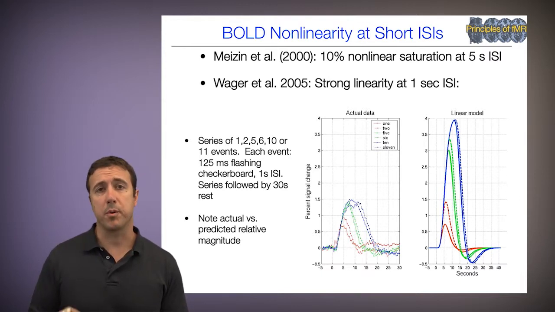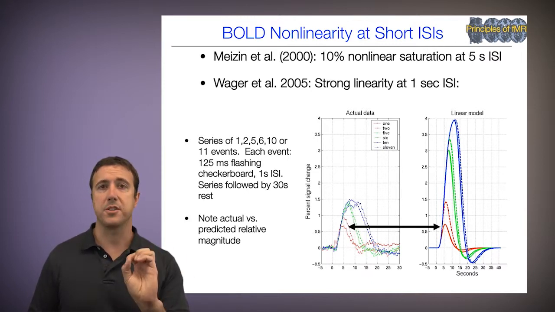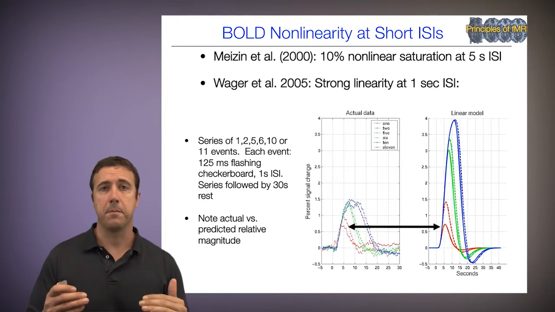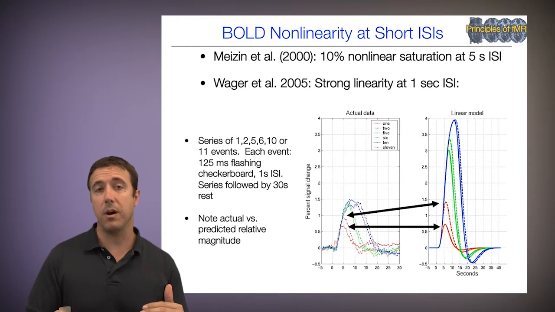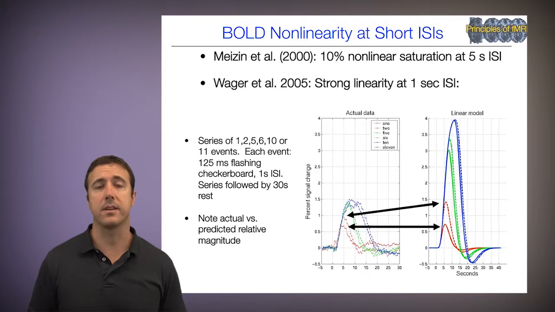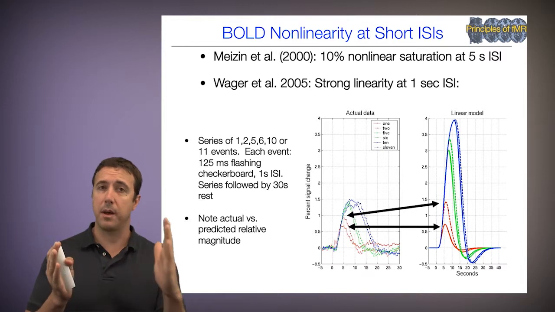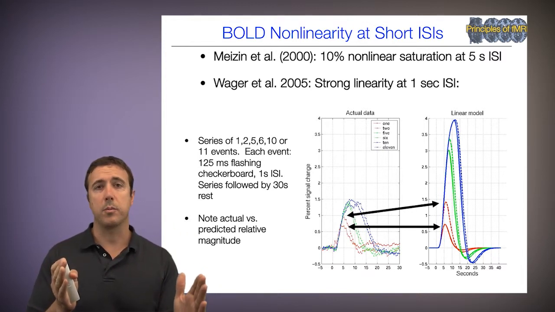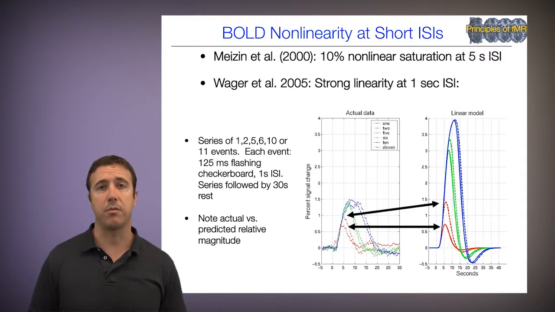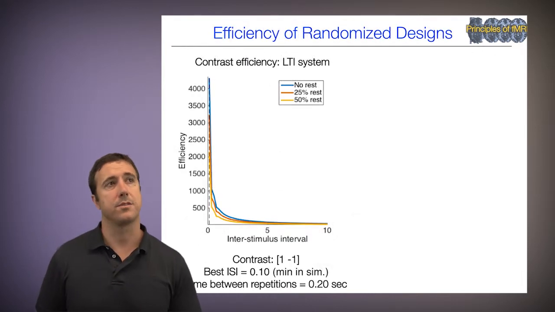On the right is what we predict from the linear model. And I've normalized them so that the response to one flashing checkerboard, one event, is the same. But the linear model predicts that the response to 2 checkerboards is about twice as high as 1. What actually happens is it's only 1.5 times as high. So that's a substantial nonlinear effect that we're not going to be able to account for easily in the GLM. This happened in part because these events were 1 second apart. If you space them out 3 or 4 seconds apart, this nonlinear effect will be much reduced, and your linear model will fit better. So that's the first line of defense, is just to avoid very rapid presentations.